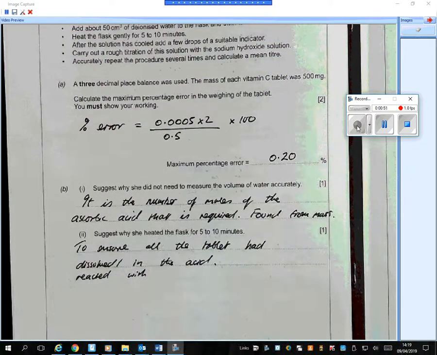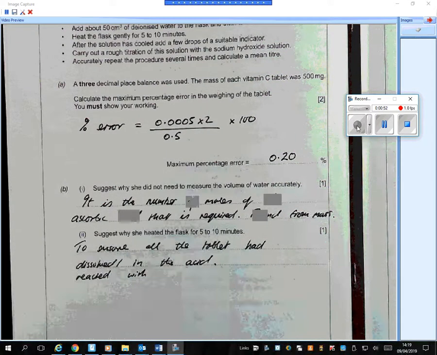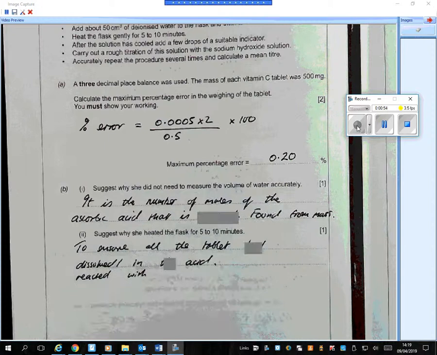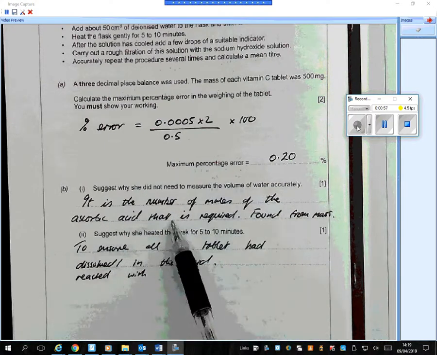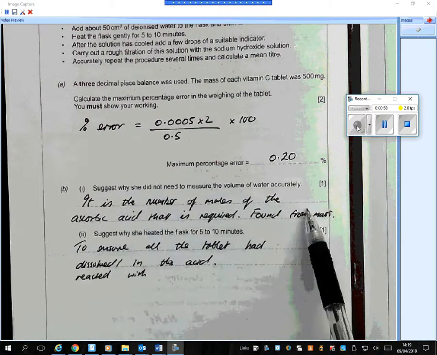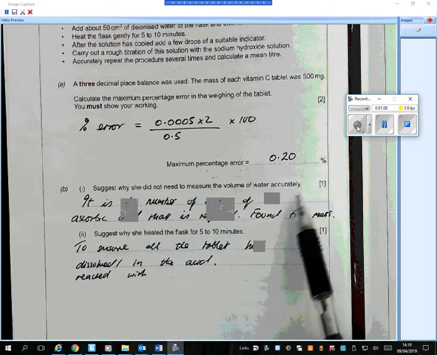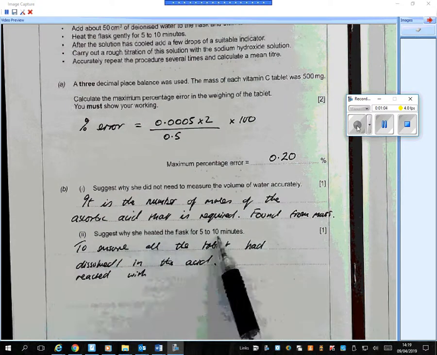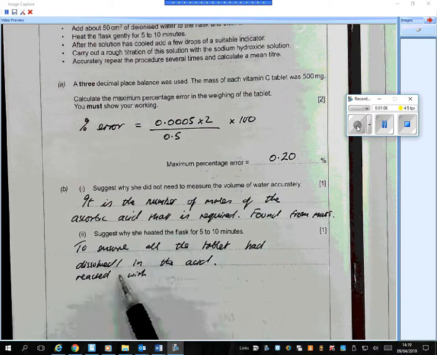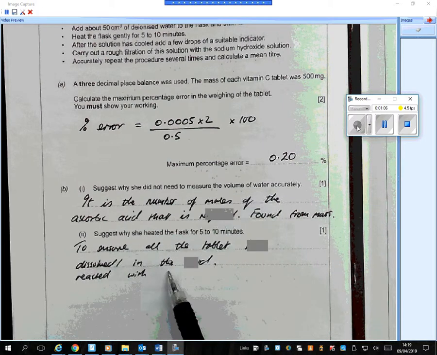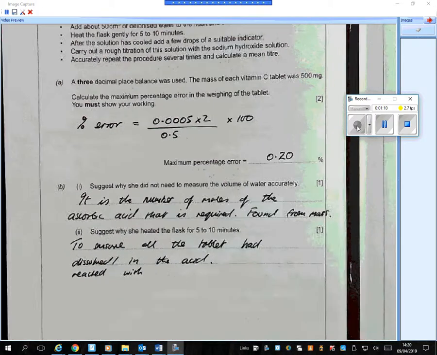Suggest why she did not need to measure the volume of water accurately. Well, because it's the number of moles of ascorbic acid that is required, and you can find that from the mass. If you know the mass, you can find the number of moles. Why was it heated for 5 to 10 minutes? To ensure all the tablet had dissolved in the acid or reacted with the acid. Both of those are fine.